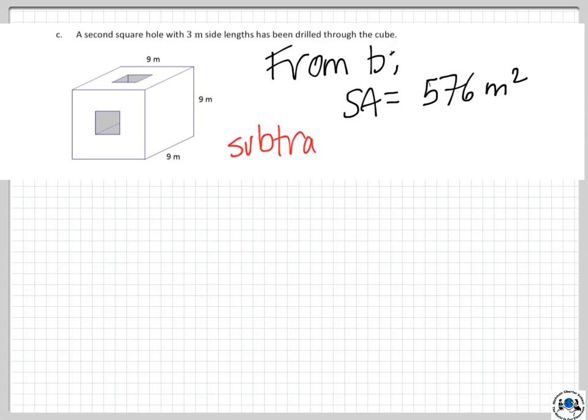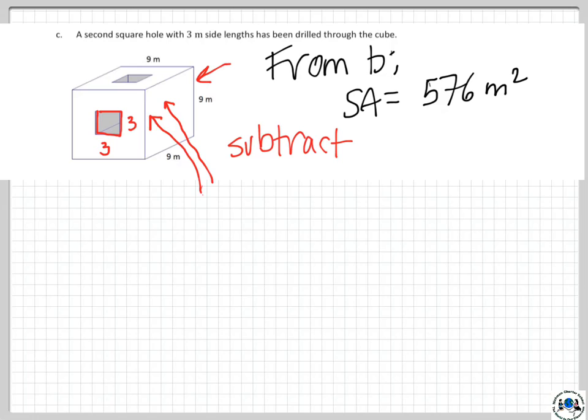Now I need to subtract what I am losing in surface area. So when this second hole was drilled, this is the easy part. I lost these 3 by 3 meter squares. But what I also lost came from inside this cube.